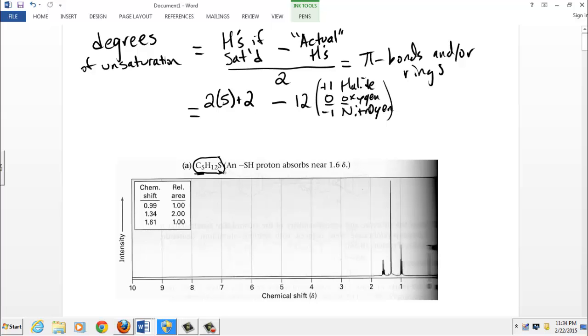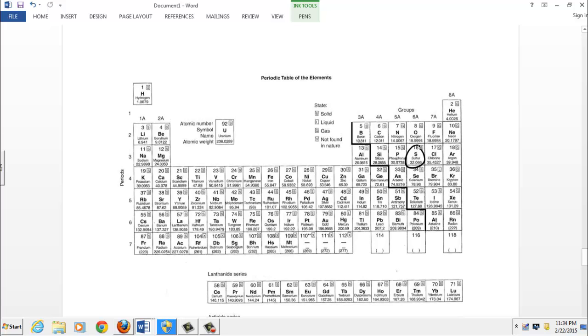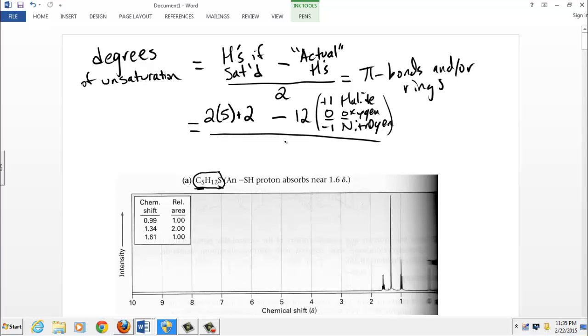Okay, what about sulfur here? Sulfur is in the same column as oxygen, so it belongs to the same family, same group, and we're going to assume that sulfur is going to behave like oxygen here. So let's ignore it, just like what we would do for oxygen. So ignore the sulfur atom and let 12 be the actual number. 2 times 5 is 10 plus 2 more is 12. Subtract 12, that's 0. So the compound is saturated. Cool. No pi bonds, no rings.